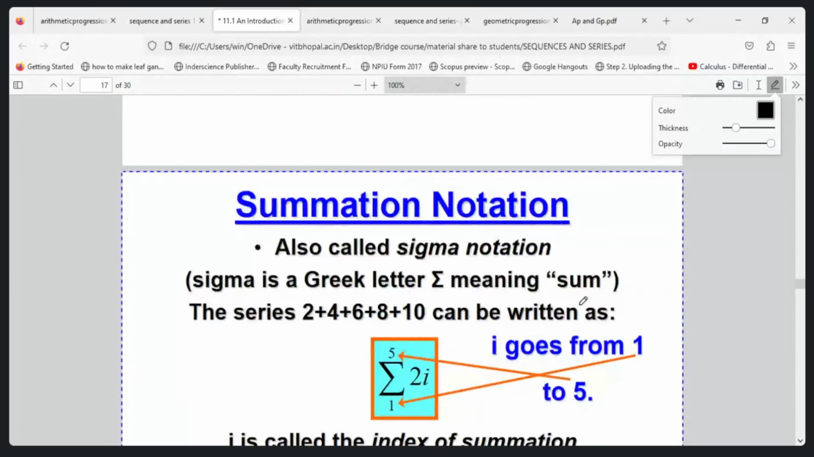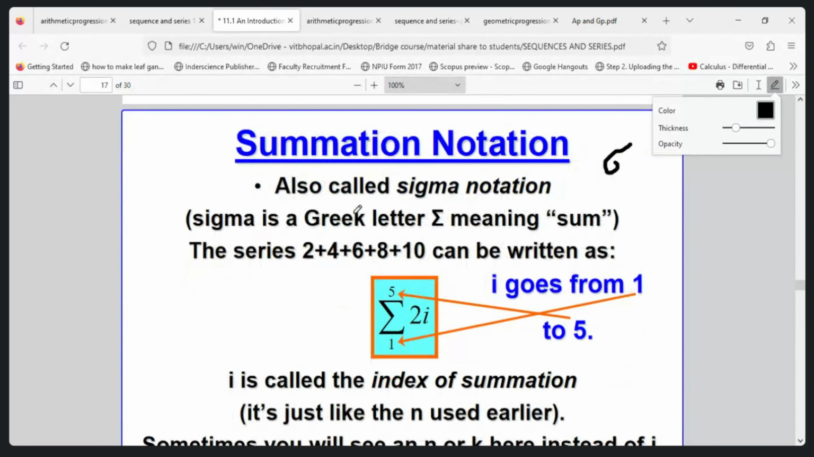So what is the summation notation? The summation notation is called the sigma notation. Normally sigma is denoted like that. This is a sigma also. Sometimes that's true. So these signs are automatically read as the summation. The sigma is a Greek notation, and the meaning of that is sum.